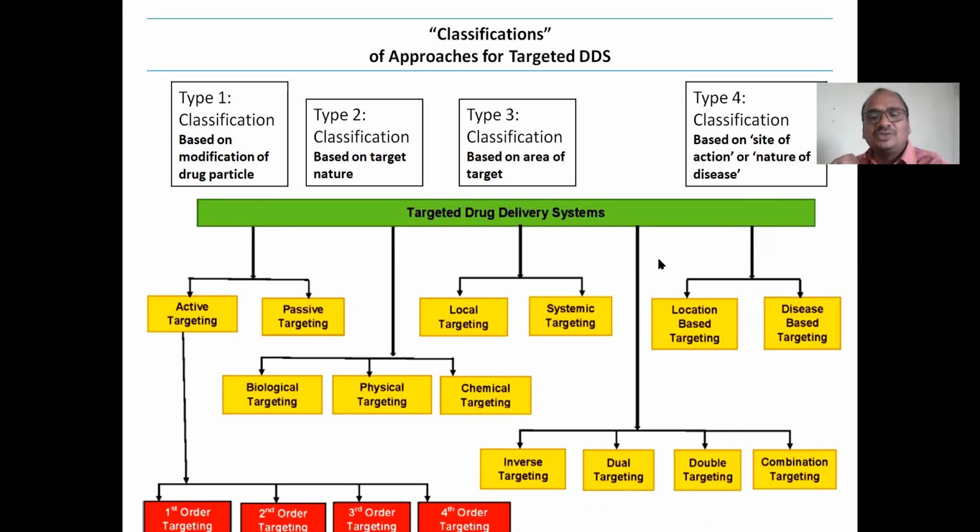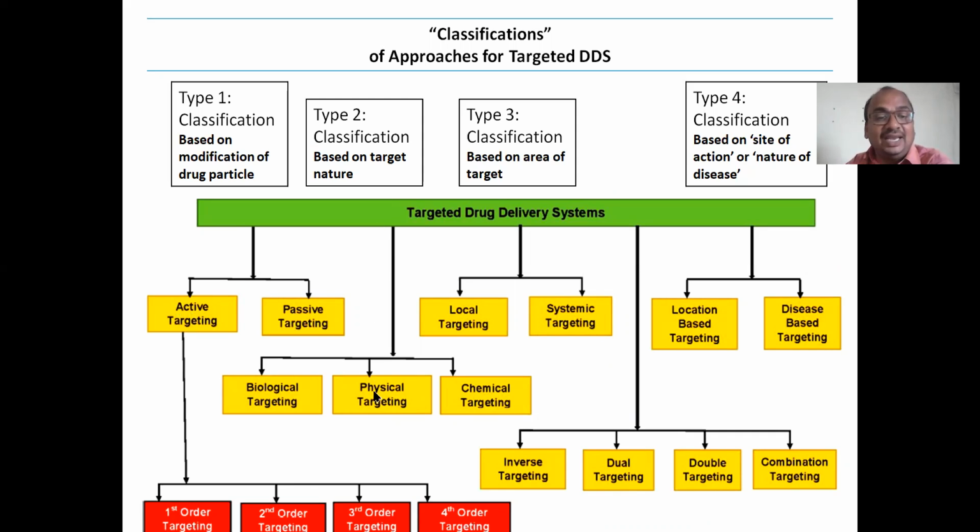Type 5 is also there, so totally five types are there, type 1, 2, 3, 4, 5. But I have covered only the important points here because it is a very big topic. Type 1 classification is based only on the modification of the drug particle or the drug carrier. Based on that, there is active targeting and passive targeting. Active targeting again has 4 types: first order, second order, third order, fourth order.